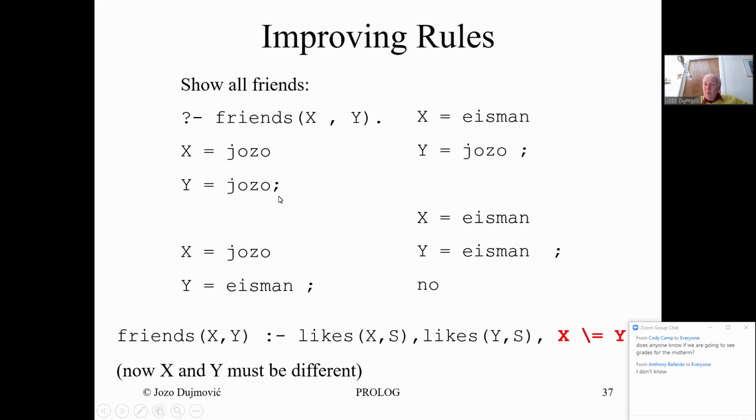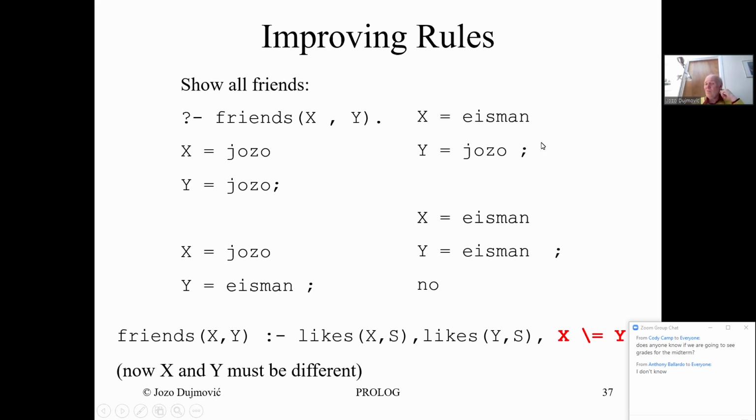And then if you give a request to continue search from the position that was found so far, then you are going to get Yozo, Iceman. And Yozo, Iceman is going to be the second solution. Then you say, okay, give me more solutions. Then the search continues from that position and you get Iceman, Yozo. This is the third solution.